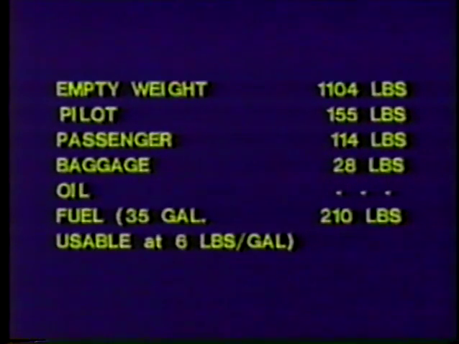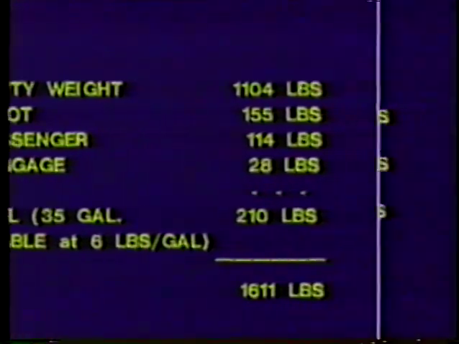List everything you put into the airplane and note the weight. Now, add these weights. And subtract them from the maximum gross weight of 1,600 pounds. As you can see, we're 11 pounds over the max gross weight of the airplane.